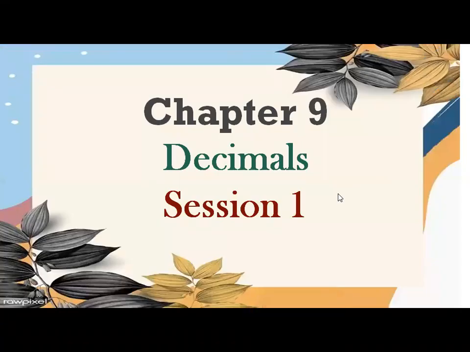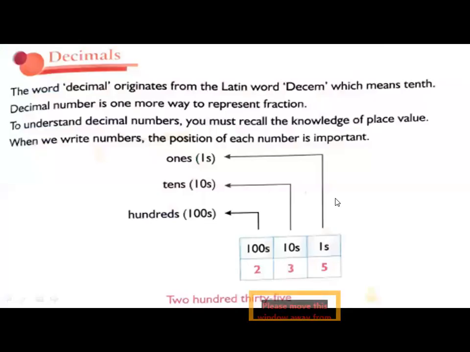Today we are going to start a new chapter, chapter 9, and the topic is decimals. So what is meant by decimal? The word decimal originates from the Latin word decim, which means tenth. Decimal number is one more way to represent fraction. To understand decimal numbers, you must recall the knowledge of place value.